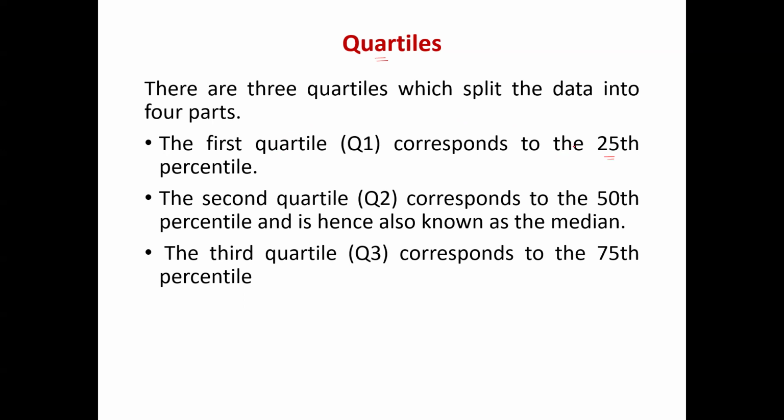That is, 25% of the data is called the first quartile. The second quartile corresponds to the 50th percentile and is also known as the median. That is, in a given data set, 50% of the data is the second quartile, or we can also call it the median. The third quartile corresponds to the 75th percentile. That is, 75% of data is nothing but Q3.